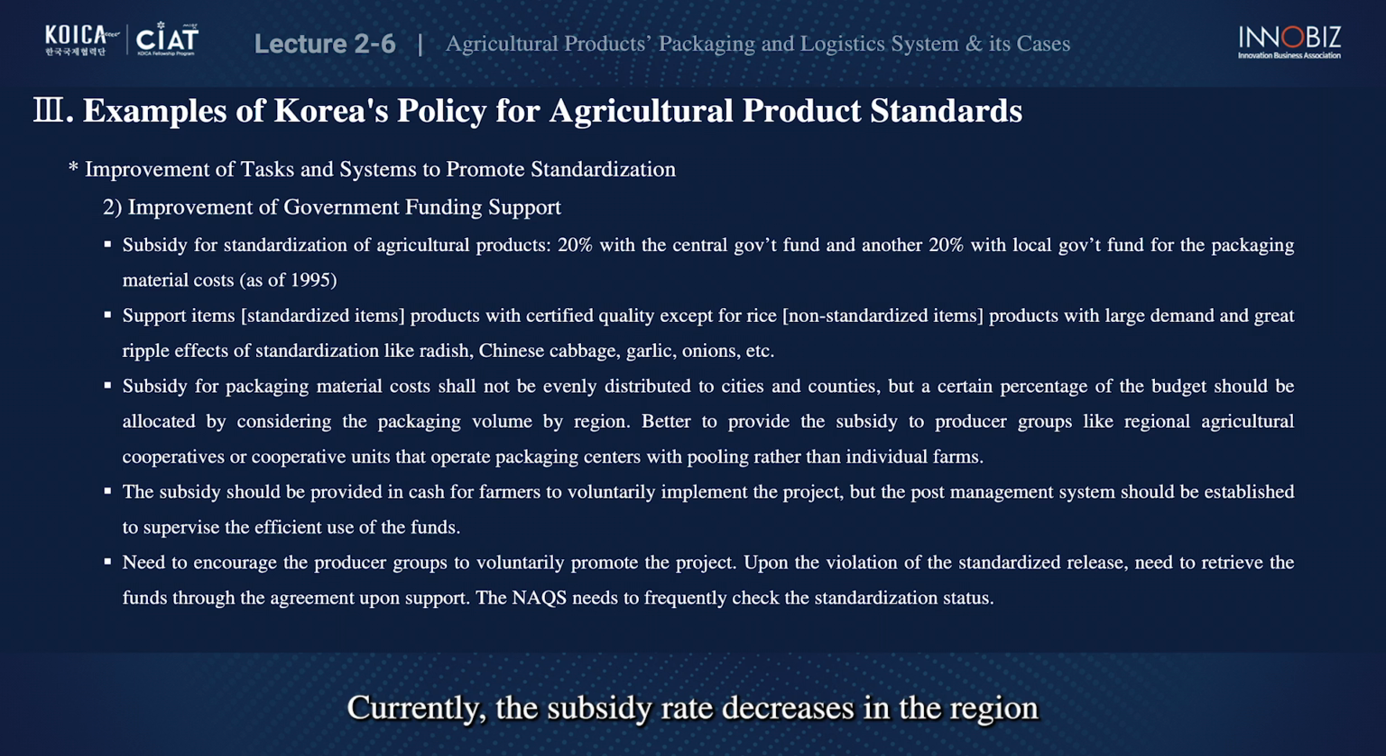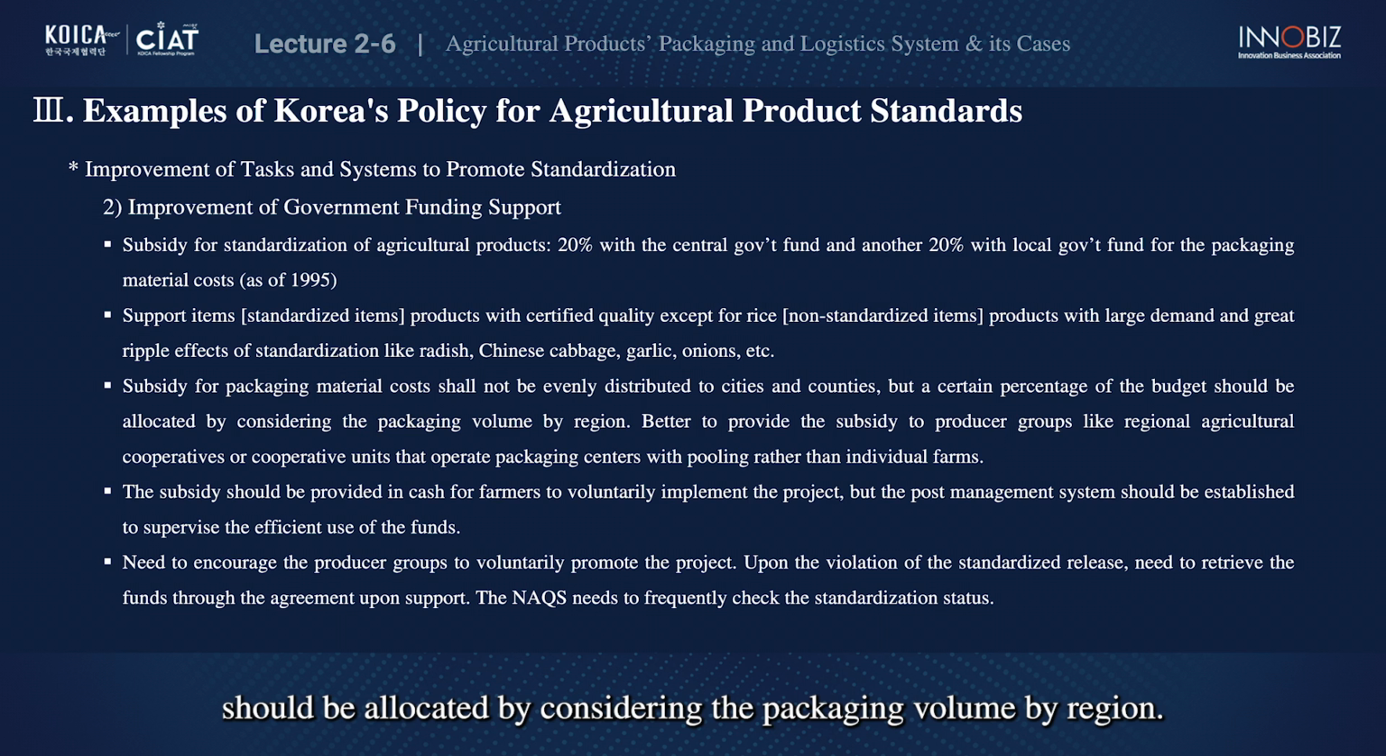Currently, the subsidy rate decreases in the region with the more standardized shipments because the funds are evenly distributed to cities and counties without considering the percentage of standardized shipment. Also, the local government subsidies are not consistent depending on local situation. Therefore, the subsidy for packaging material costs shall not be evenly distributed to cities and counties, but a certain percentage of the budget should be allocated by considering the packaging volume by region.